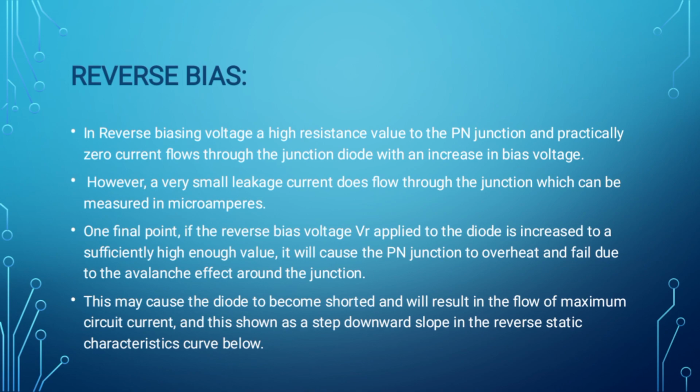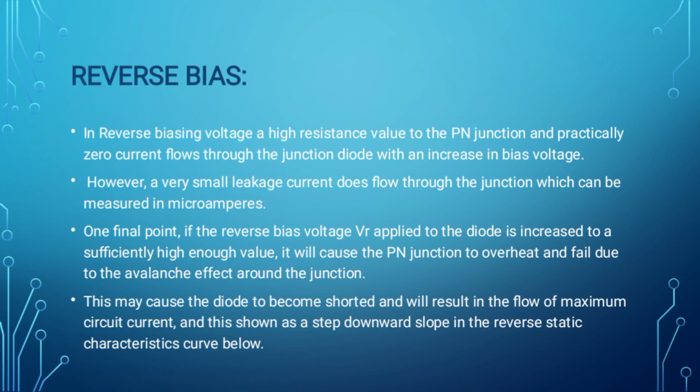Reverse bias. Reverse biasing gives a high resistance value to the PN junction and practically zero current flows through the junction diode with an increase in bias voltage. However, a very small leakage current does flow through the junction, which can be measured in microamperes.